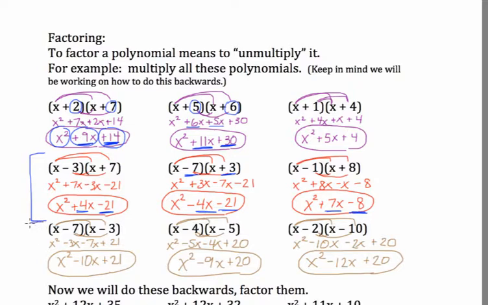Let's look at the bottom row. These all had two negative numbers multiplied together, a negative 7 and a negative 3. So when you have a positive multiplying number, it can either mean that you have two positive numbers added together or two negative numbers added together. Well, how do you know? How do you know if you have two negative numbers added together? Well, two negative numbers added together are going to make a negative sum. We'll talk more about this as we do these problems.